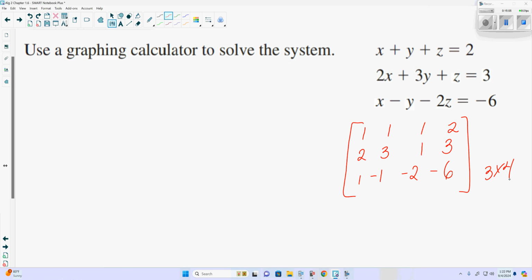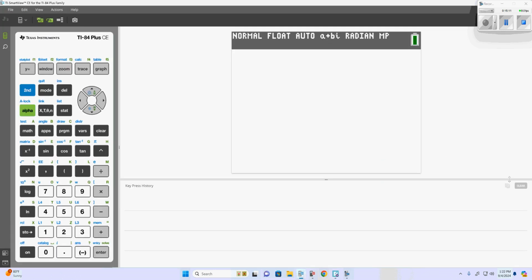Okay. Questions on this so far? Okay. Let's get the calculator. First step's turn it on. Batteries are low or dead? Okay. Yep. That is not uncommon.